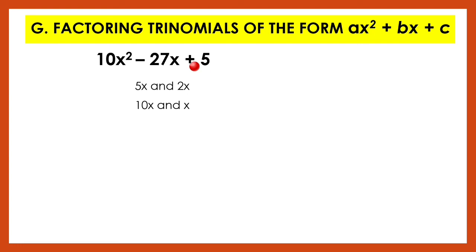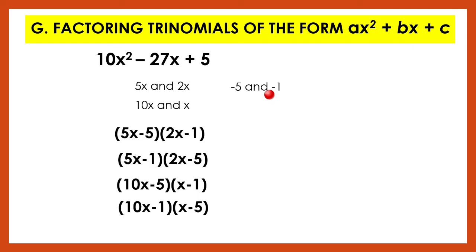And then, factors ng 5, pero dapat siya ay parehas na negative kasi negative ang sign natin dito. We have negative 5 and negative 1. And then, sulat natin lahat ng combination. So, we have 5x, 2x. So, negative 5 and negative 1, negative 1 and negative 5. And then, we have 10x and then x, negative 5, negative 1, negative 1, negative 5.